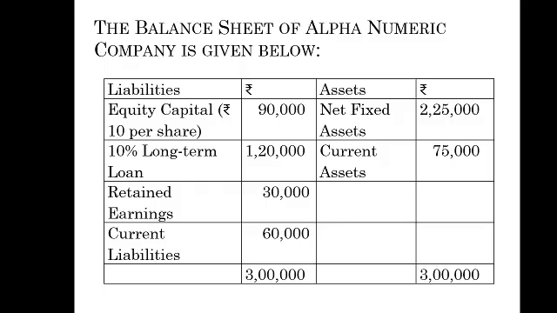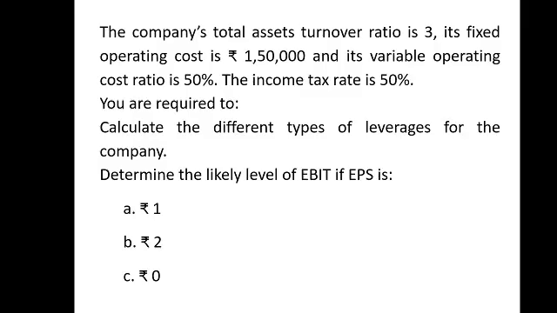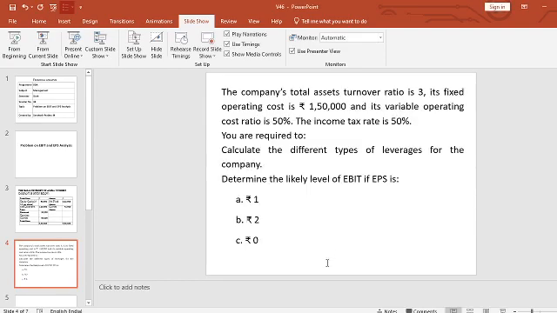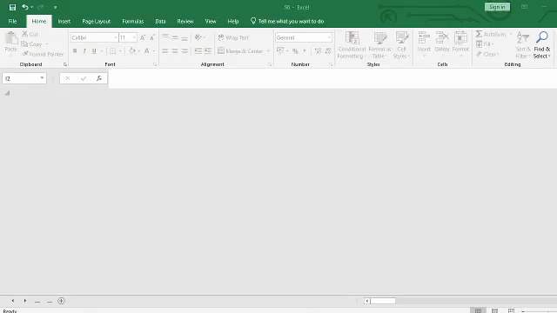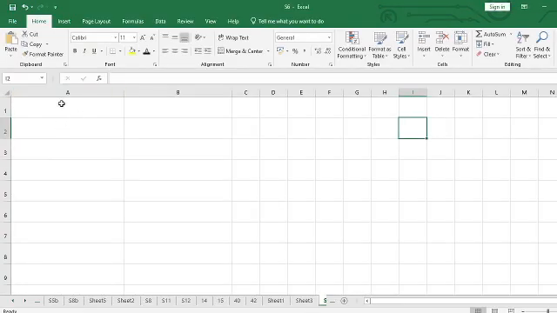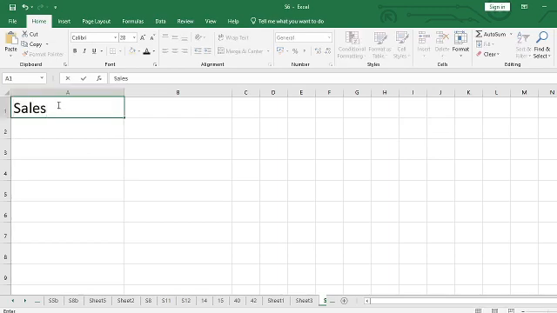So let us go for the solution one by one. First we will calculate the sales step by step. Next we will prepare the income statement. Third we will calculate leverages, and finally we will calculate the level of EBIT. Now first, calculation of sales.